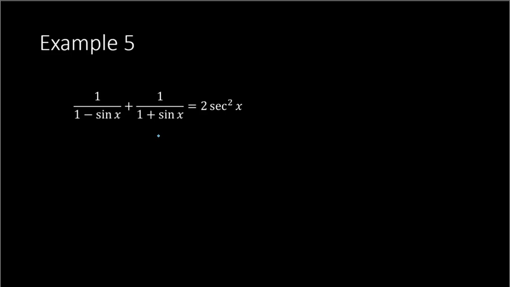And what we can do is try to bring this into a single fraction. To do that, we need to find a least common denominator, which would be 1 minus sine of x times 1 plus sine of x. So we do that for both fractions. We now write this with our new denominator.